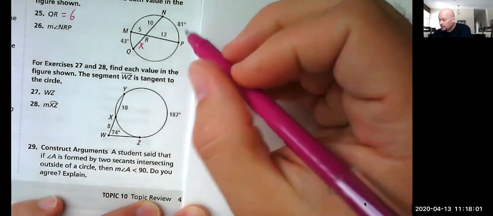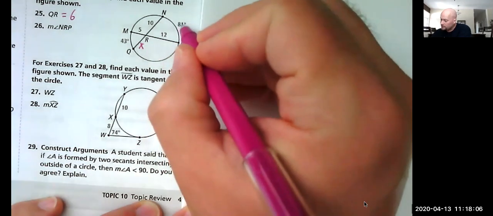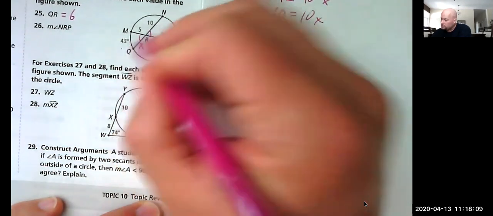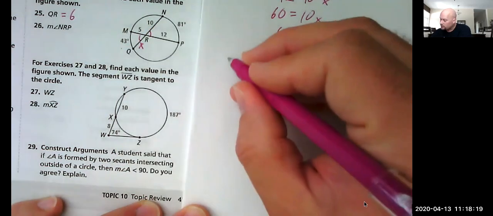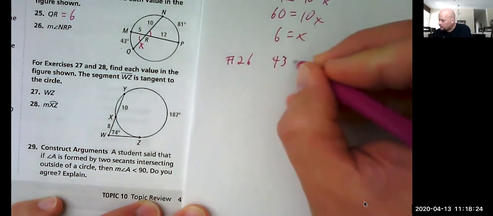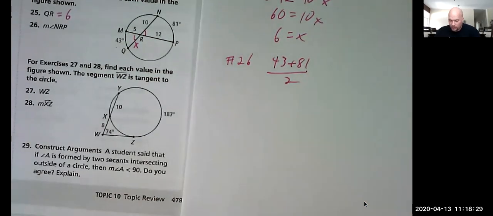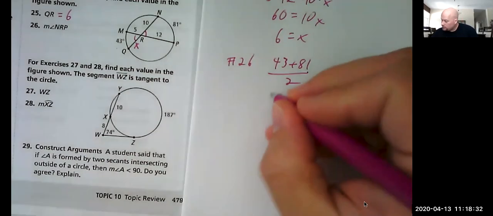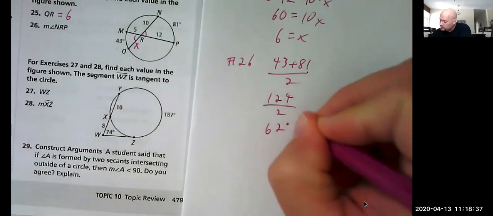The measure of angle NRP, well, they gave us this angle and this angle. These two arcs is what they gave us. These two angles are congruent. And since we have intersection inside of a circle, it's the average of the sums of those two arcs. So for number 26, we're doing 43 plus 81 divided by 2. Again, averaging the two arcs. So 43 plus 81 is 124, and 124 divided by 2 is 62.